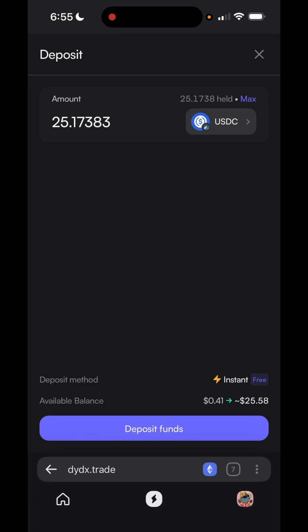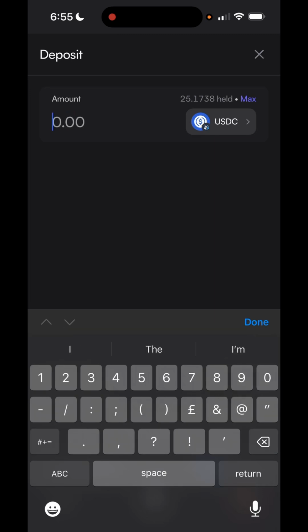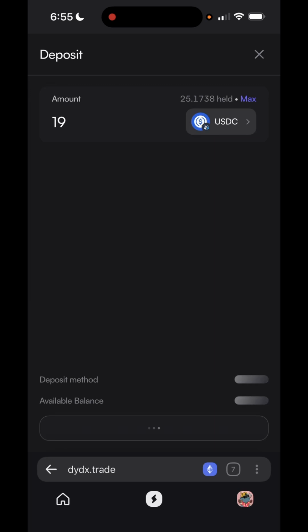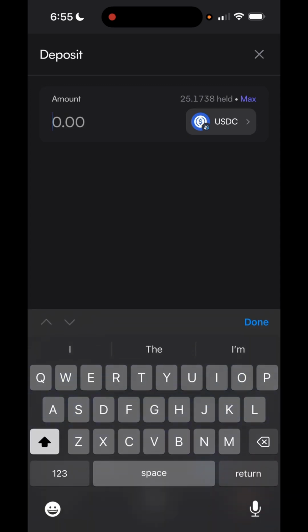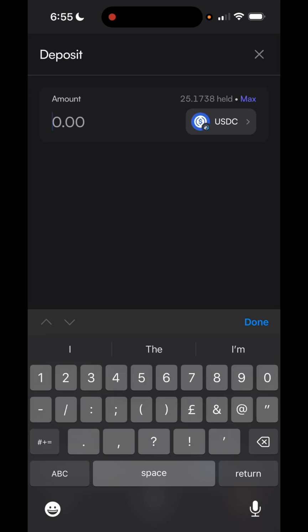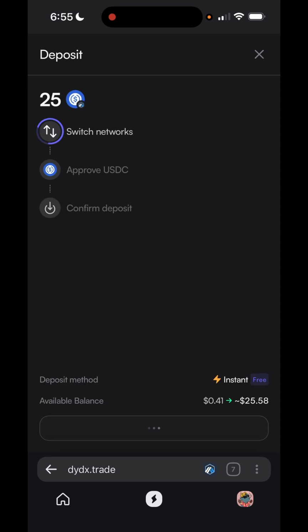But if it is less than $20, for example, I'm trying to deposit $19, it will take not less than 19 minutes with a little gas fee. We're going to be charged, as you can see. So I highly recommend you fund your dYdX above $20 for an instant and free deposit, smooth and very fast. So I'm going to max out. So we're going to click on deposit funds.